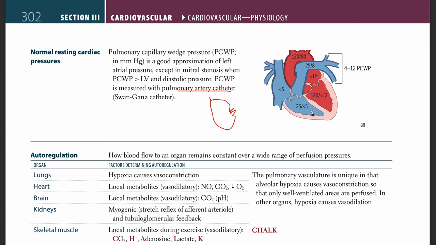So 5, 25 over 5, 25 over 8 goes in. The capillary wedge pressure is anywhere from 4 to 12, less than 12. That's going to be the diastolic for the left ventricle, so 120 over 12, and that's how you get 120 over 80 blood pressure in the aortic arch.